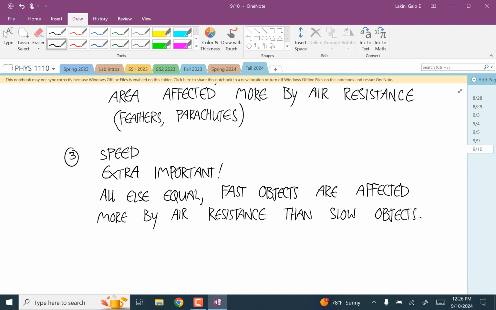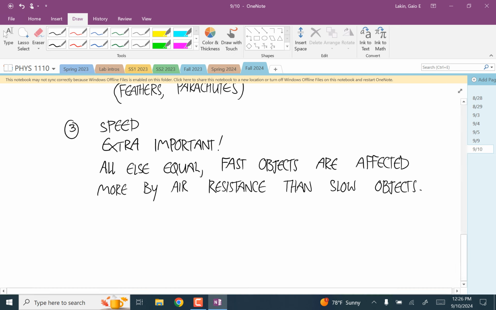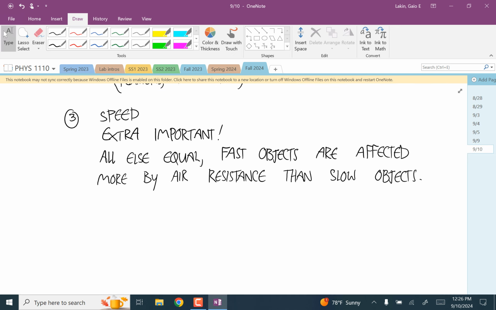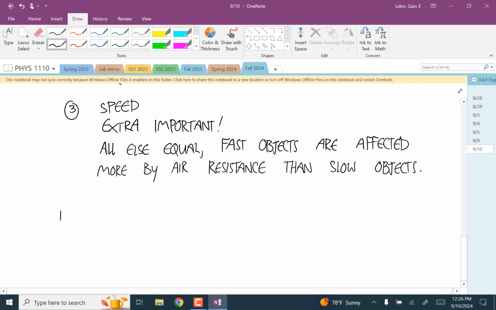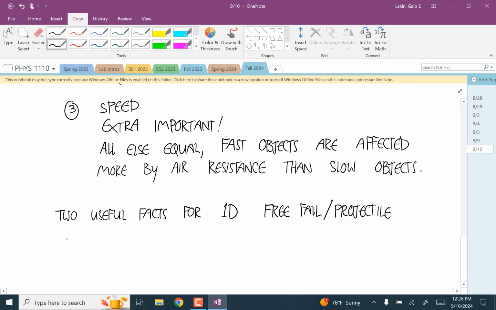Okay, so we're about to be able to use the constant acceleration equations to do projectile motion and free fall problems. There are two important facts that we're going to use in these kinds of problems very often. So here are two useful facts for 1D free fall and projectile motion problems. And what I mean by free fall or projectile motion problems is there are kind of two requirements. The first one is that nothing is touching the object.